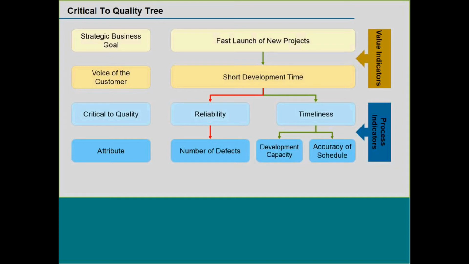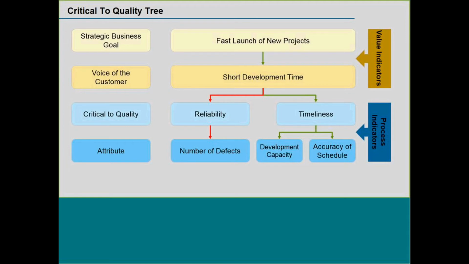So we do know that our customers want a short development time, so we're going to focus on timeliness. So what can we do to manage timeliness in terms of providing our customers with what they want? Well, we can manage our development capacity. How many people do we have working on a particular project? And we can set milestones and timelines to ensure that we are accurately keeping our schedule.